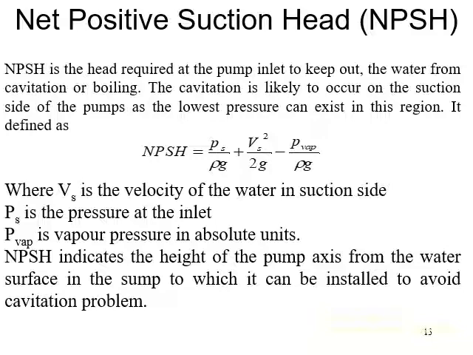Here V_s is the velocity of the water on the suction side, P_s is the pressure at the inlet, and P_vapor is the vapor pressure in absolute units. So NPSH indicates the height of the pump axis from the water surface in a sump to which it can be installed to avoid the cavitation problem.